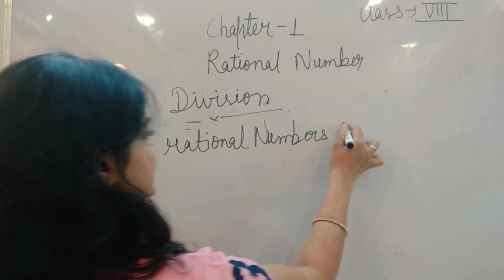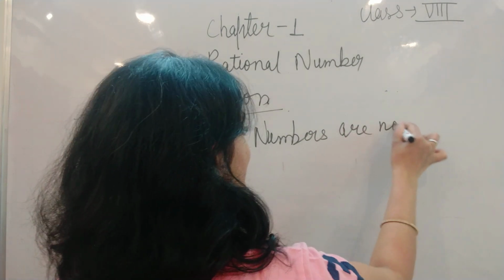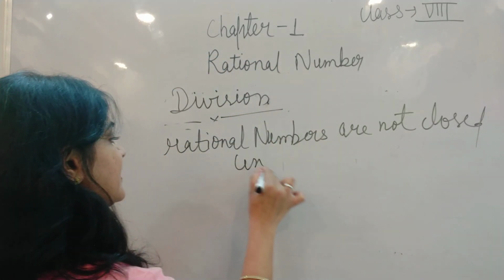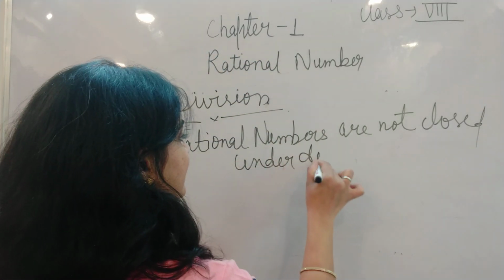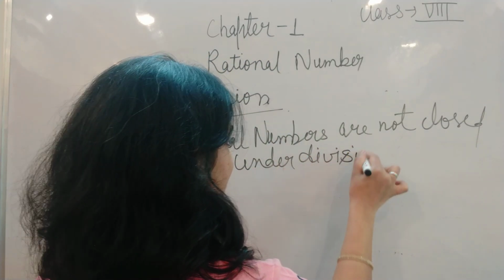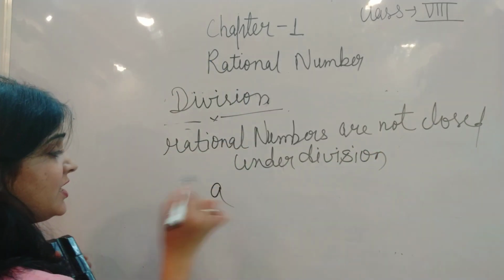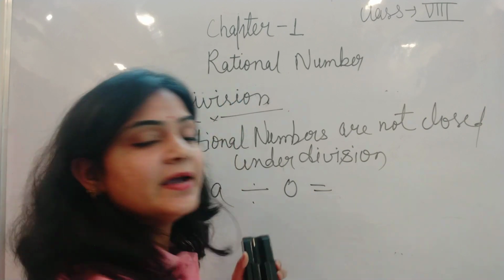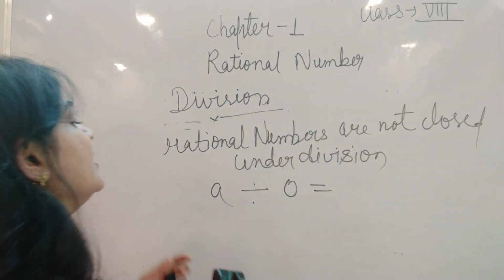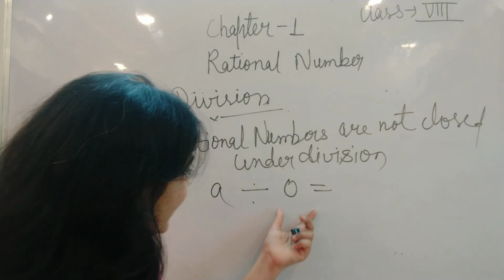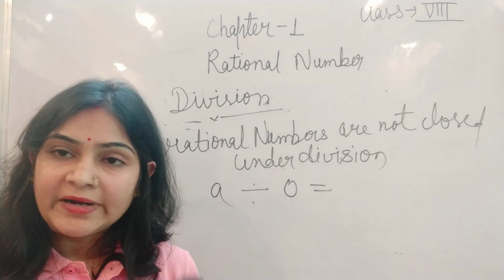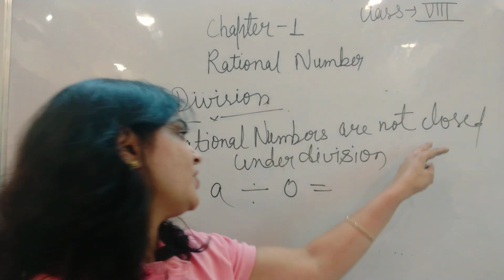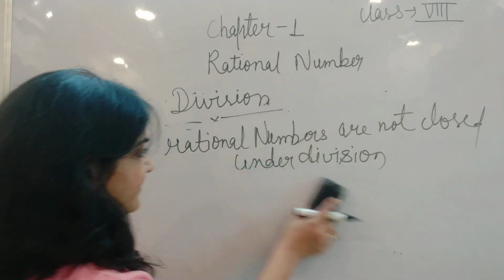Rational numbers are not closed under division. If we divide any rational number by 0, we will not get a rational number. So we say that rational numbers are not closed under division.